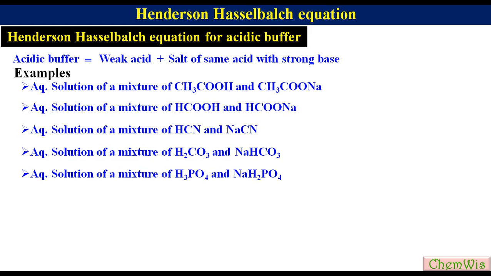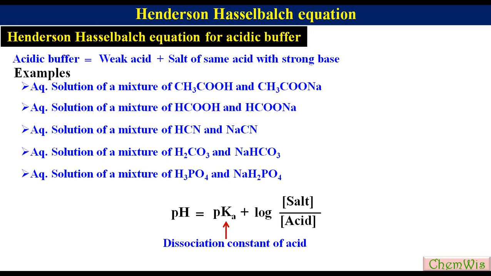We can calculate the pH of acidic buffer by Henderson-Hasselbalch equation, which is pH is equal to pKa plus log molar concentration of salt upon molar concentration of acid, where Ka is the dissociation constant of the acid.